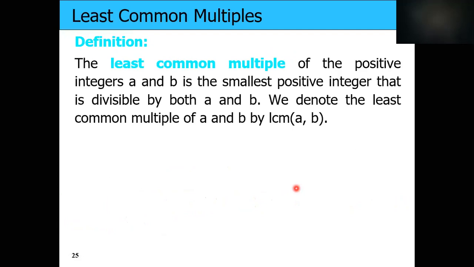Least common multiple. The least common multiple of positive integers a and b is the smallest positive integer that is divisible by both a and b, and it is denoted by LCM of a and b.